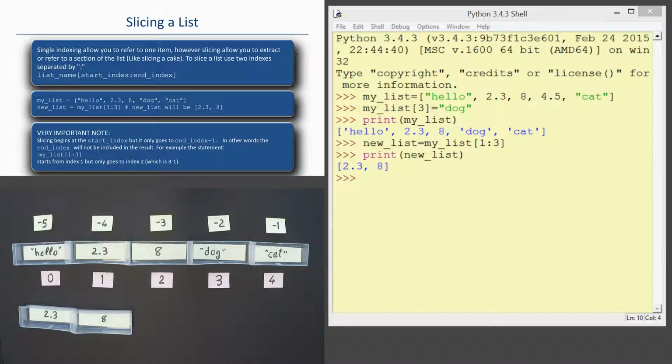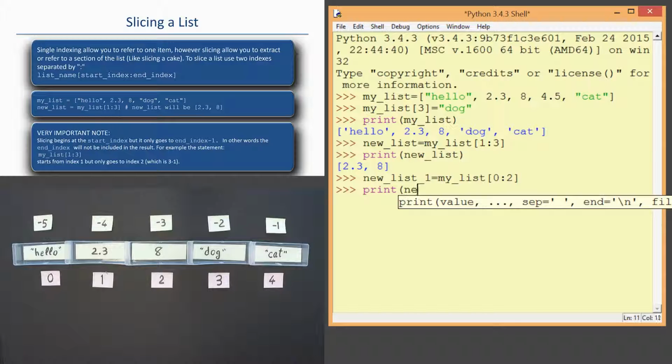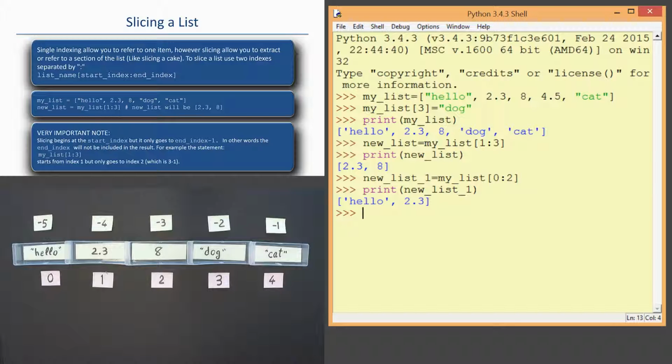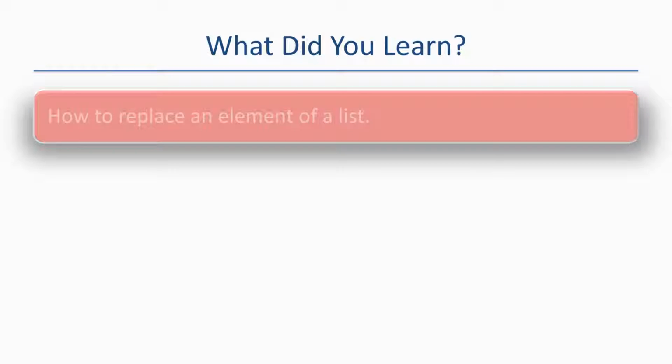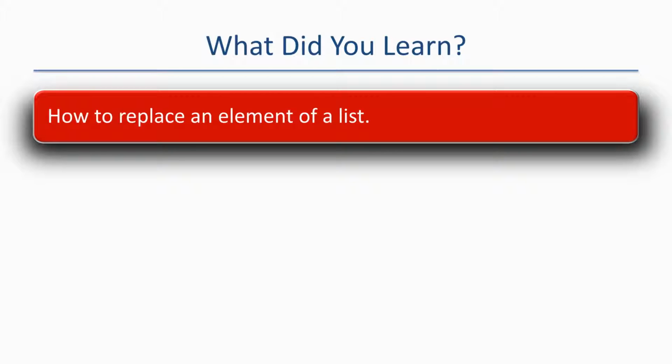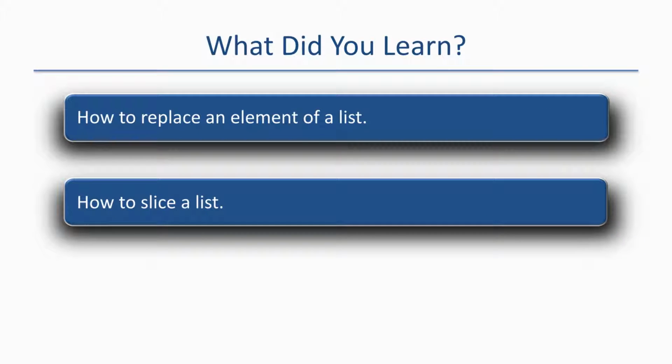Here is another example. If I say newList1 is element 0 to 2, of course, what happens, Python again selects element 0 and element 1 and creates a new list, which in this case, of course, is hello and 2.3. So what did you learn in this lesson? You learned how to replace an element of a list, and also you learned how to slice a list.